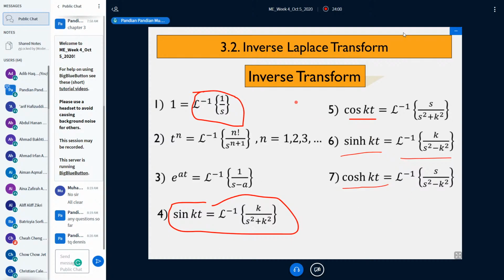This table you must memorize. Without this table, we cannot do anything. It is not possible to solve any problem without this table. So this table is very, very important, class. Take note, yeah. We need this table in order to find inverse Laplace. Without it, you cannot find inverse Laplace.